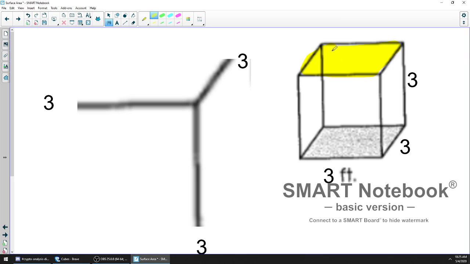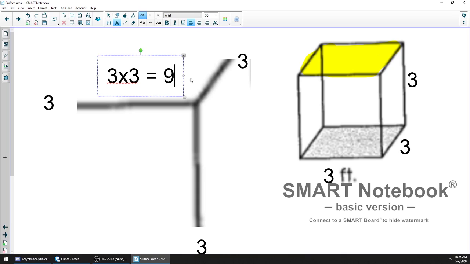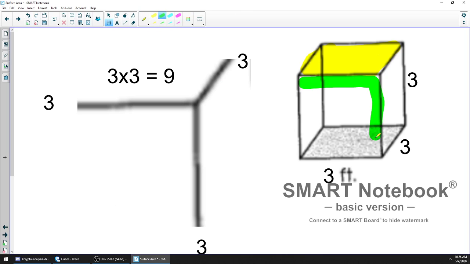And because it's area, we're going to multiply. So what do we get? 3 times 3, and we would get 9. Now this side, what face is that? If you said the front, that would be correct. Okay? So it's 3 times 3.